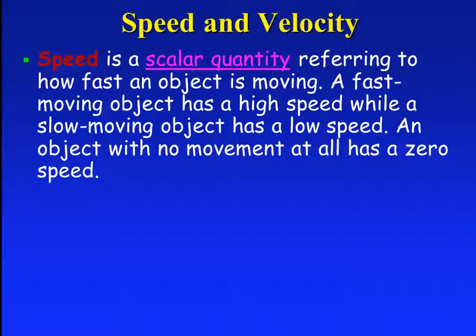So speed is a scalar quantity. Scalar means it only has size or magnitude, not direction, just size. And it refers to how fast an object is moving. A fast-moving object has a really high speed, while a slow-moving object has a low speed. It doesn't matter what direction they're traveling. It's just a matter of how fast it's going.